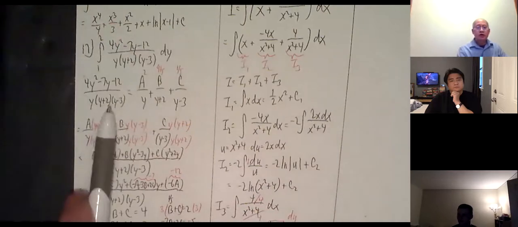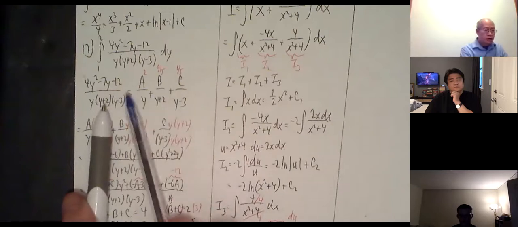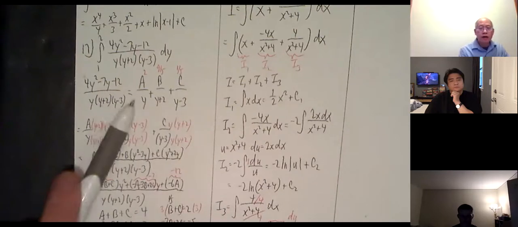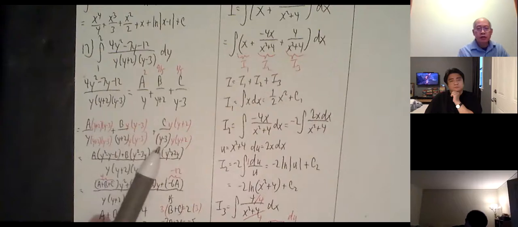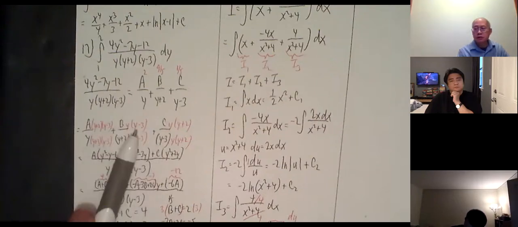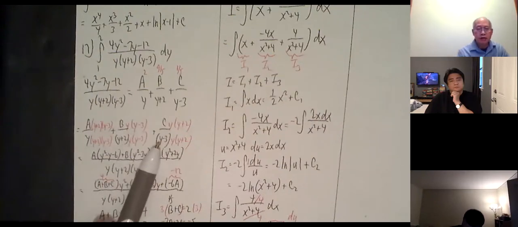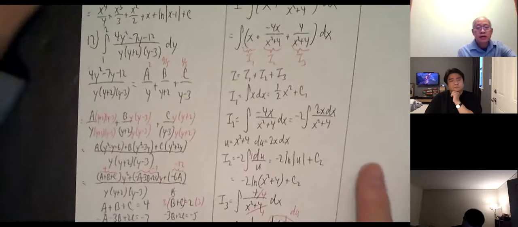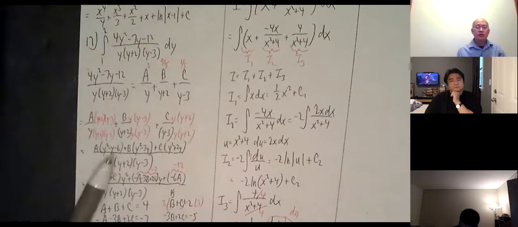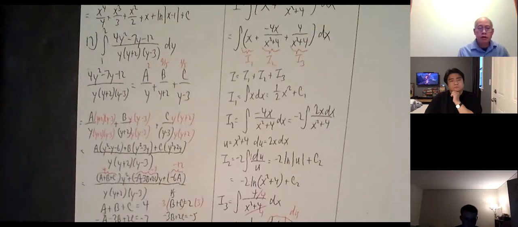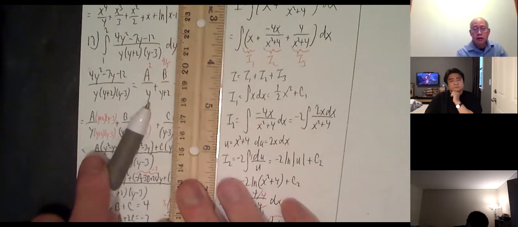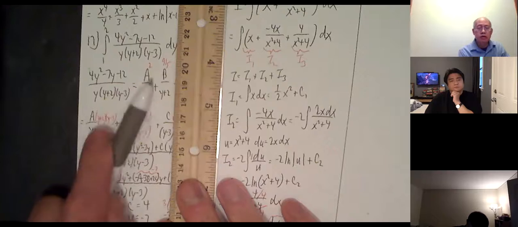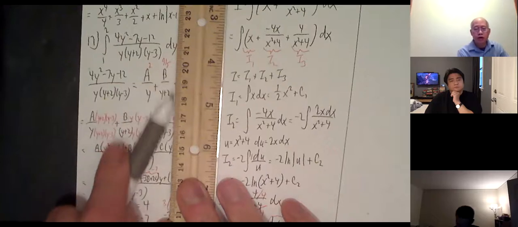Okay, so if you can temporarily ignore the red, ignore all the red: A over y, there it is, B over y plus 2, C over y minus 3. This time to get a common denominator, you can see there's a lot more work. Now, if we only had two things like this, you know what to do. You just say, oh yeah, this one needs y plus 2 over y plus 2. This one needs y over y.